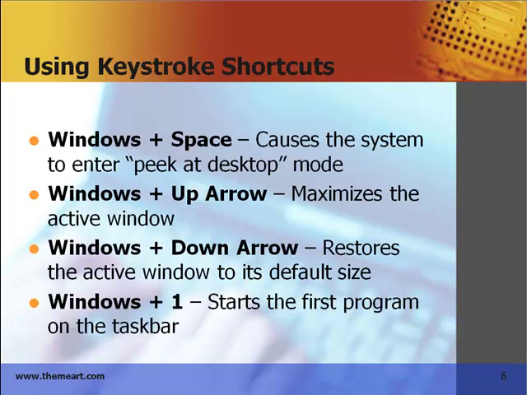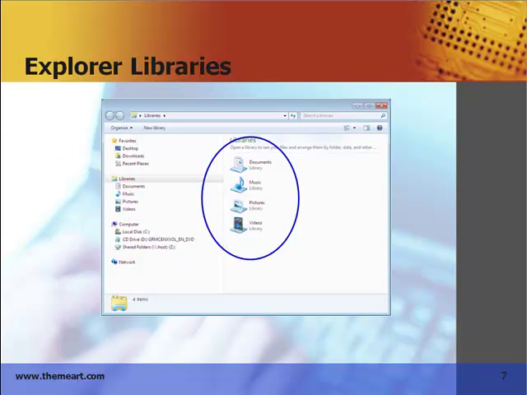Know the keyboard shortcuts. Some of these are brand new to Windows 7, like the Windows +1 for the first program, +2 hits the second program, +3 hits the third, so forth and so on. So know these different shortcuts.